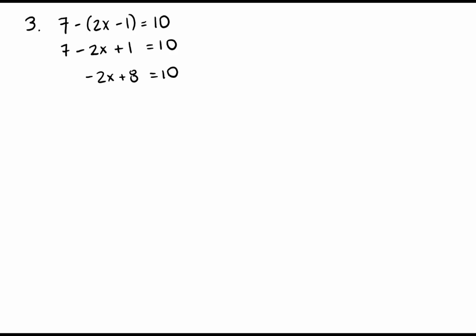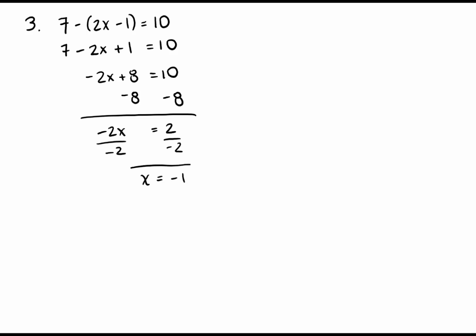And then we're going to subtract 8 from both sides, moving it away from the variable. We get negative 2x is equal to positive 2. Dividing both sides by negative 2, since that's the coefficient, gives me x is equal to negative 1. Once again, you can put your answer in set notation. So we're going to have it say negative 1 instead.